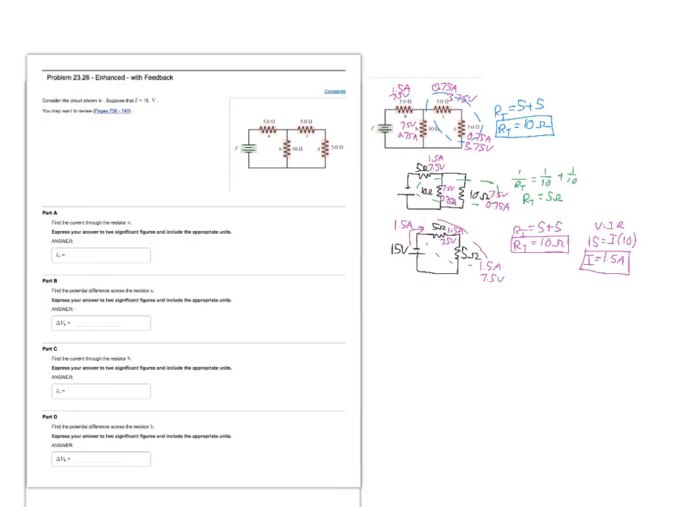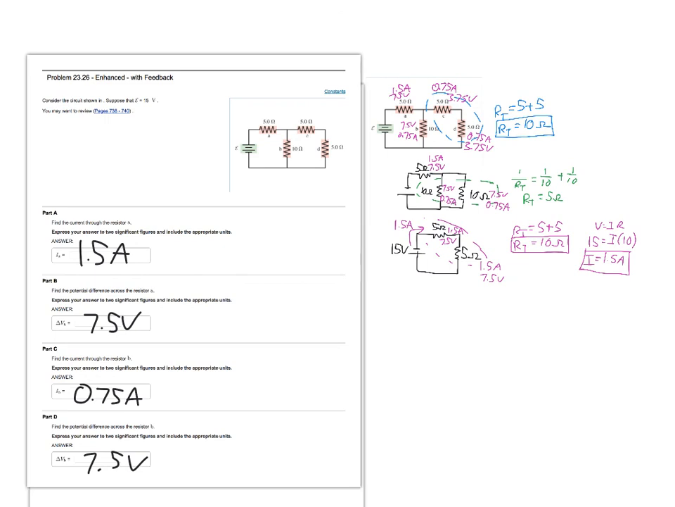Now that we've solved for all these, we can start filling in the values we know. So for resistor A, which was this top resistor here, the current running through it is going to be 1.5 amps. The potential difference across it is going to be 7.5 volts. For resistor B, which is this one here, we see that the current running through it is going to be 0.75 amps, and the voltage across it is going to be 7.5 volts.